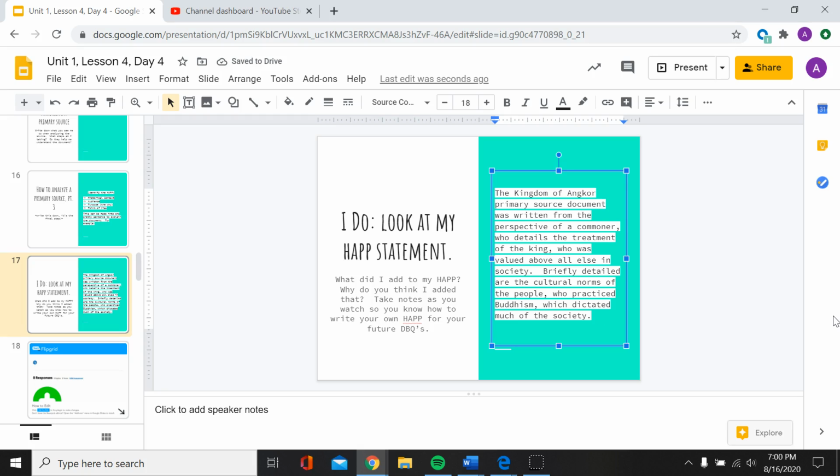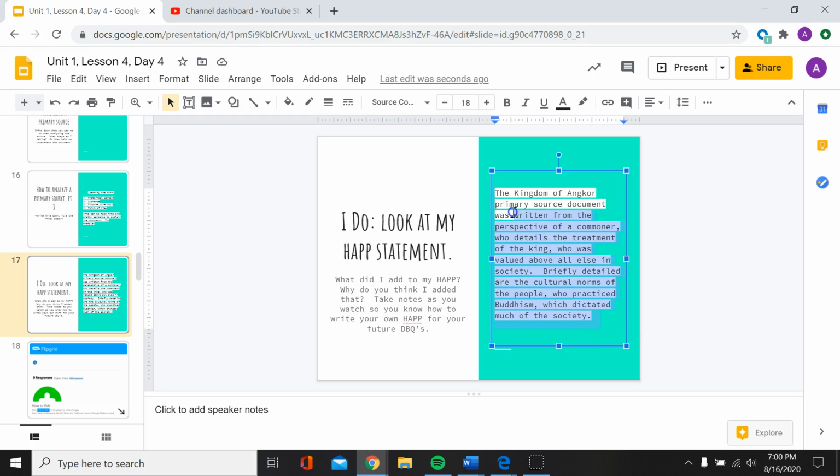So now I've included our part about religion, which has been the main focus of this unit so far. I included the part about the king, which is the main focus of our reading. I touched briefly on the people, the commoners in the society, who were barely mentioned in our document, so that's good. And then what do I also talk about? I talk about cultural norms, right? And I tie them all to the religion, which has been our main overarching idea for this unit so far. So this is my HAP statement.